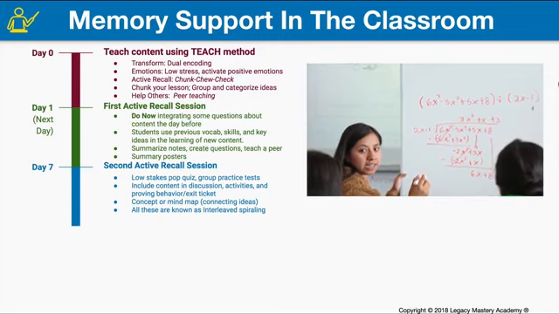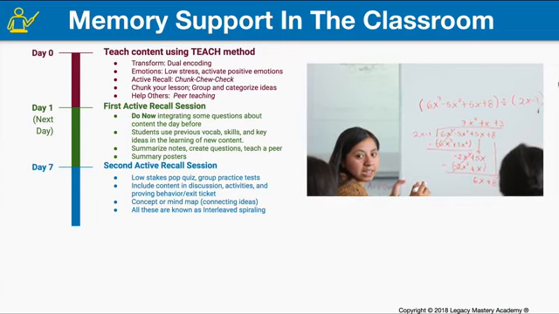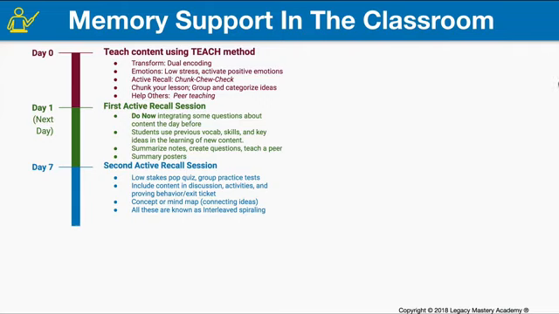If what we taught them was really important, it should keep coming up later because it's needed to learn newer content. Students can make concept maps or mind maps of older content so they can make connections between those ideas, compare and contrast them, and find patterns among them. All of these ideas are known as interleaved spiraling.